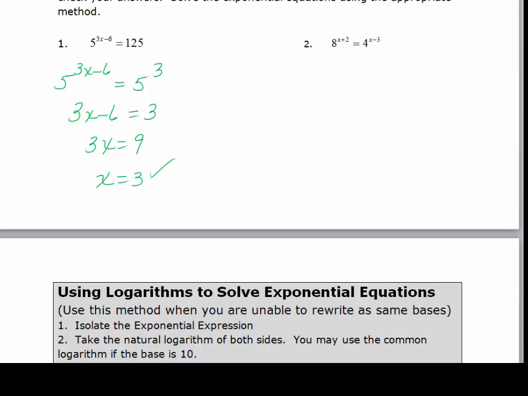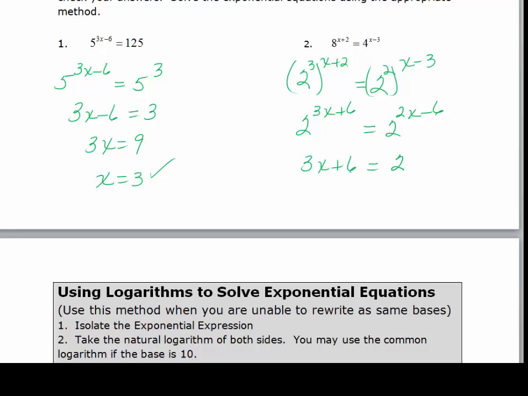Number 2, the common base is a 2, so 8 is equal to 2 cubed. We'll raise that to the x plus 2. 4 is equal to 2 squared. We'll raise that to the x minus 3. And raising a power to a power, we multiply and have to remember to distribute. We'll get 2 to the 2x minus 6. Set our exponents equal to each other and solve.